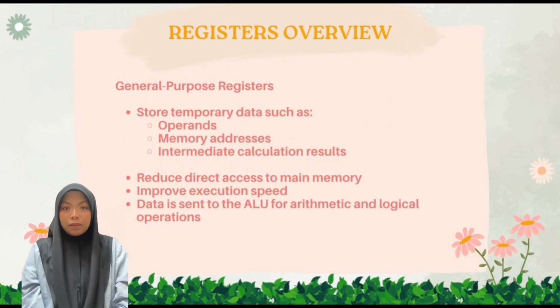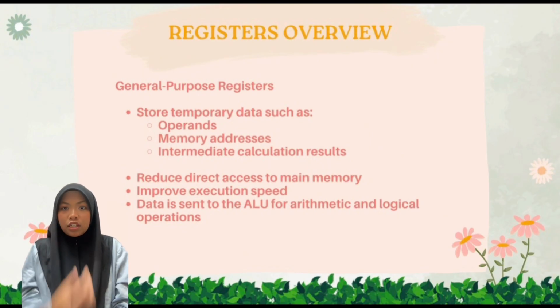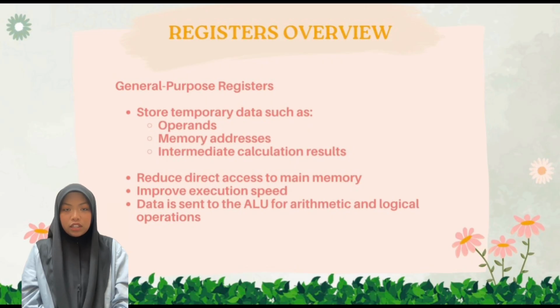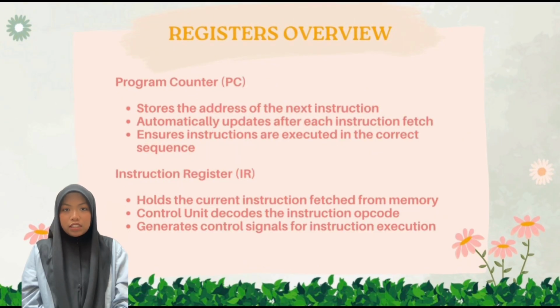The Apple M1 processor includes several general-purpose registers that temporarily store data such as operands, memory locations, and intermediate calculation results. These registers allow the CPU to execute arithmetic and logical instructions more efficiently by minimizing direct access to main memory. During instruction processing, required data is first transferred into the registers before being sent to the arithmetic logic unit (ALU) for computation, which significantly improves overall execution speed. The program counter (PC) is a dedicated register responsible for tracking the address of the next instruction to be retrieved from memory.